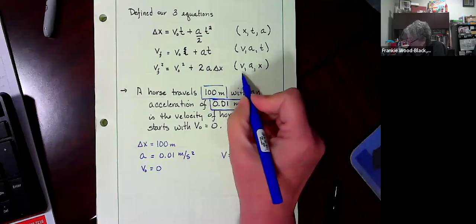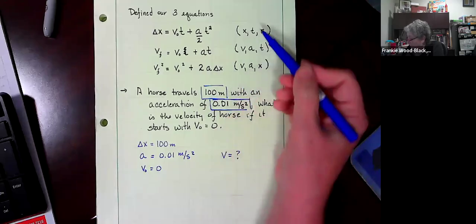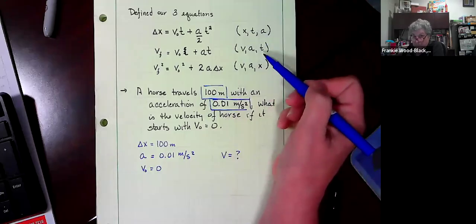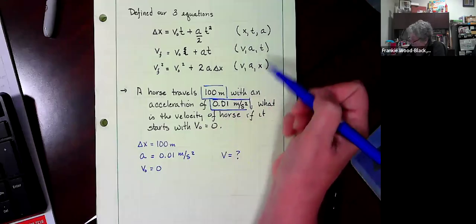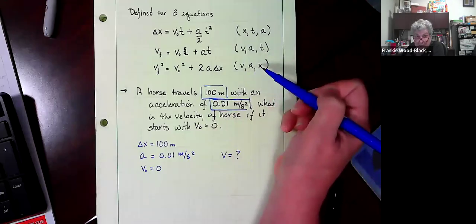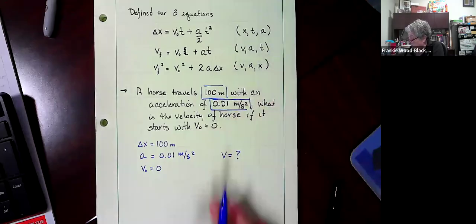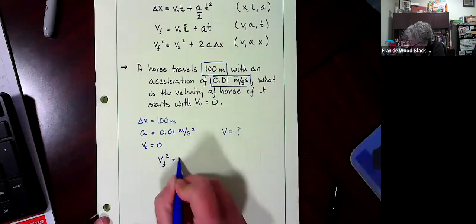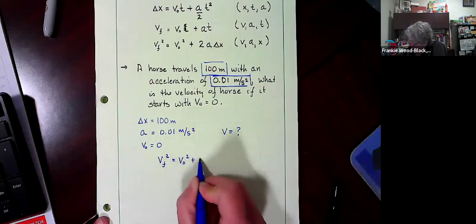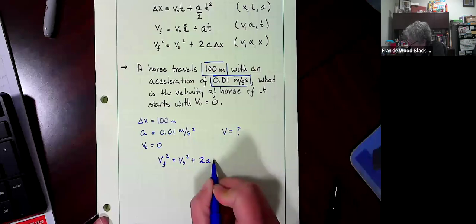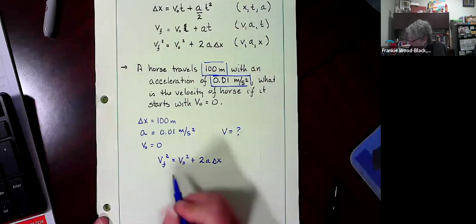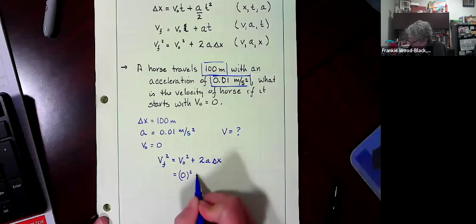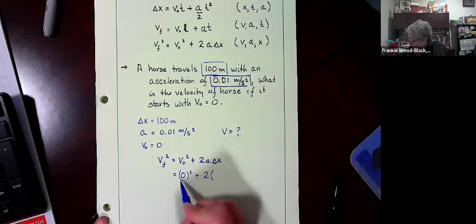So I'm going to look at my equations here. I don't have time, so that equation I'm not going to use. I don't have time, so that equation I'm not going to use. This one has all the variables that I need, so that's the equation that I'm going to use. So I'm going to write down my equation. The final velocity squared is equal to my initial velocity squared plus 2 times my acceleration times my change in distance. My initial velocity was 0.